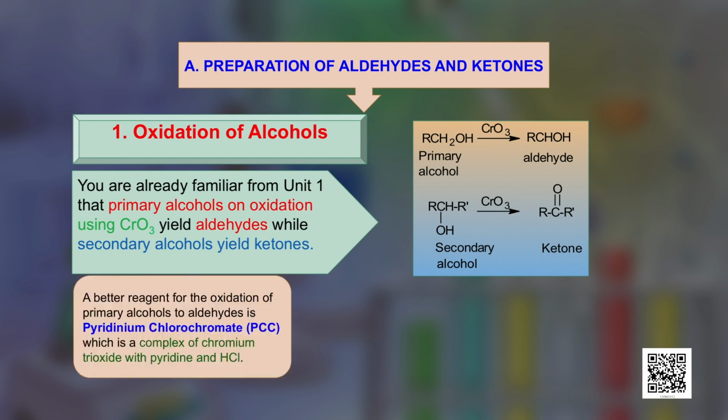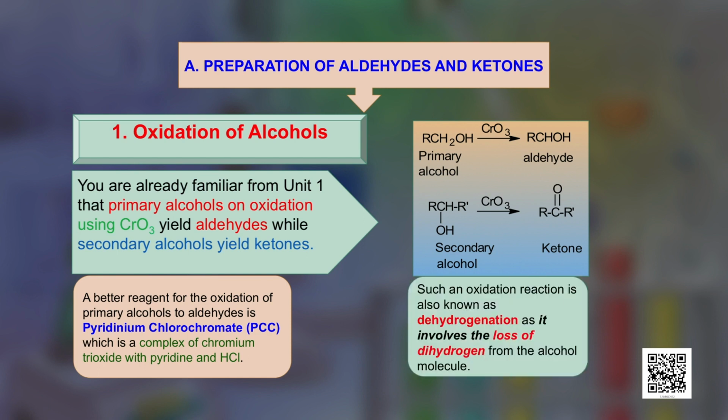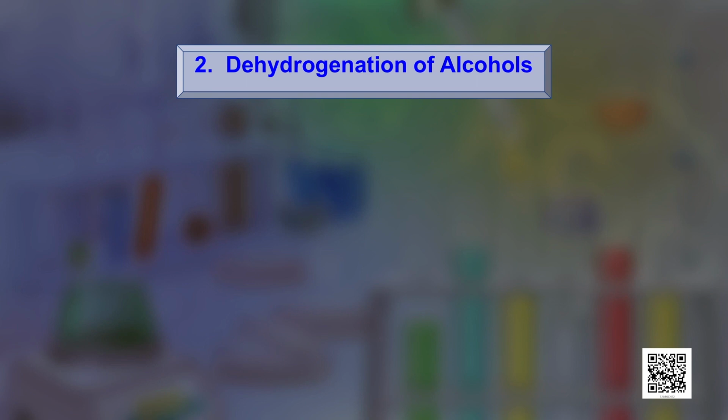A better reagent for this oxidation of primary alcohols to aldehydes is pyridinium chlorochromate, which is also in short form known as PCC and is a complex of chromium trioxide with pyridine and HCl. Such an oxidation reaction is also known as dehydrogenation. Why? Because it involves the loss of dihydrogen from the alcohol molecule, and we will next consider the second method of preparation, which is dehydrogenation of alcohols.